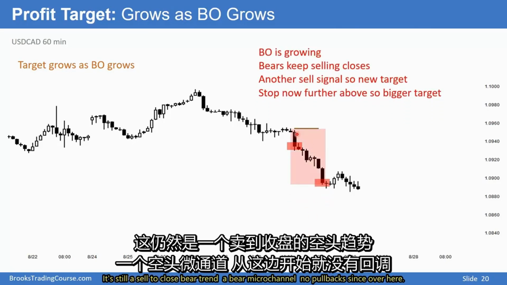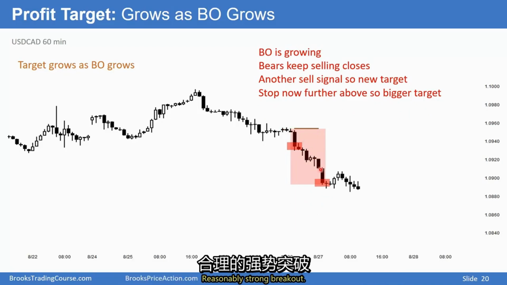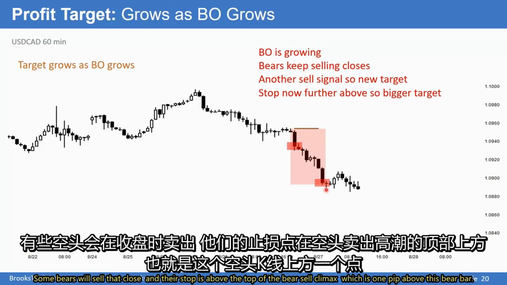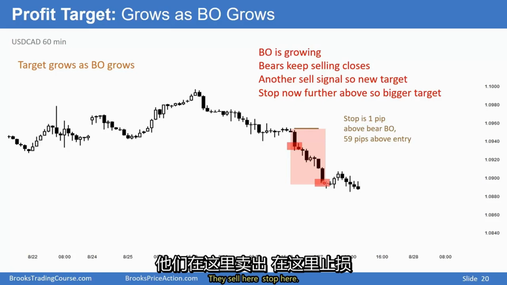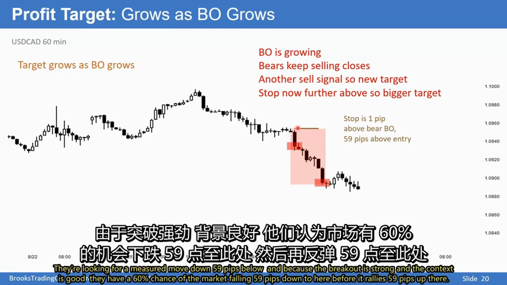It's still a sell the close bear trend, a bear microchannel, no pullbacks since over here. Reasonably strong breakout. Some bears will sell that close, and their stop is above the top of the bear sell climax, which is 1 pip above this bear bar. Their stop is 59 pips above their entry. They sell here, stop here. They're looking for a measured move down, 59 pips below, and because the breakout is strong and the context is good, they have a 60% chance of the market falling 59 pips down to here before it rallies 59 pips up there.